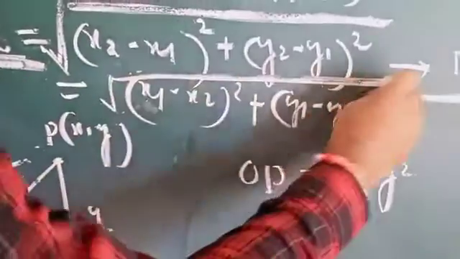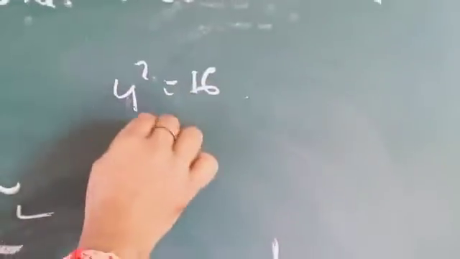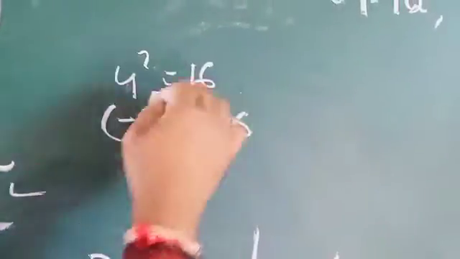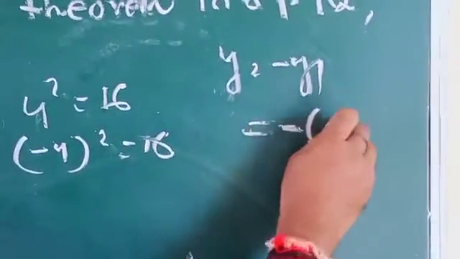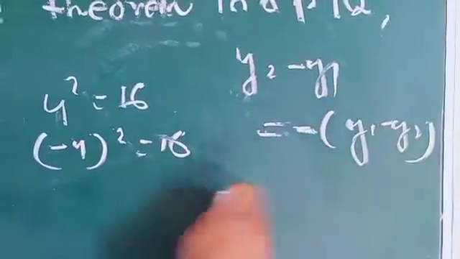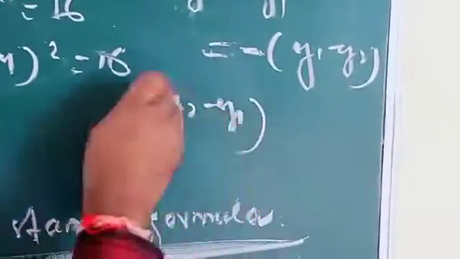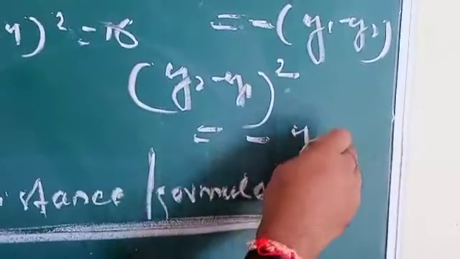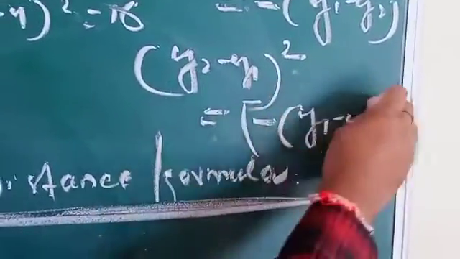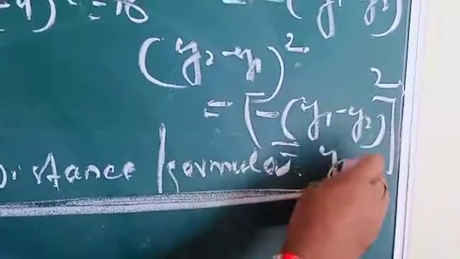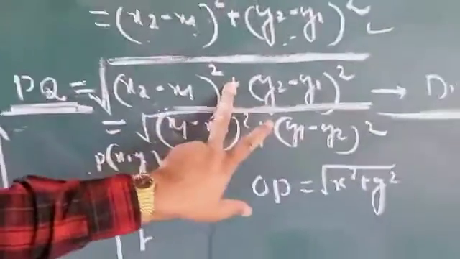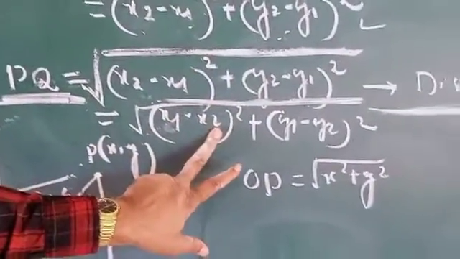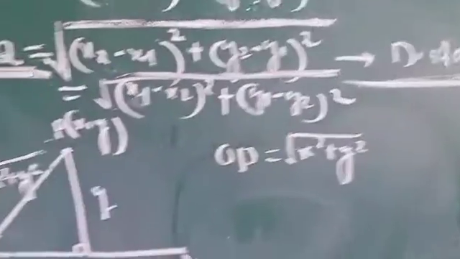Also we can write. Why? Because you see, 4 square is 16, minus 4 square is also 16. So y2 minus y1, if you take minus common, is equal to minus of y1 minus y2. Now y2 minus y1 whole square is the same as minus of y1 minus y2 whole square, which is equal to y1 minus y2 whole square. So therefore x2 minus x1 whole square plus y2 minus y1 whole square is the same as x1 minus x2 whole square plus y1 minus y2 whole square.